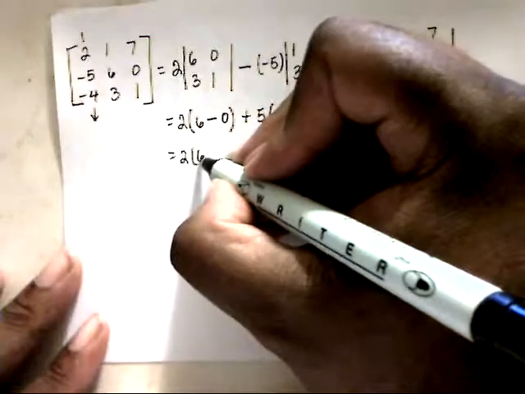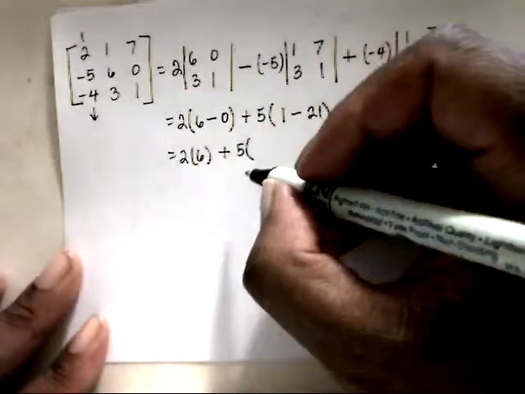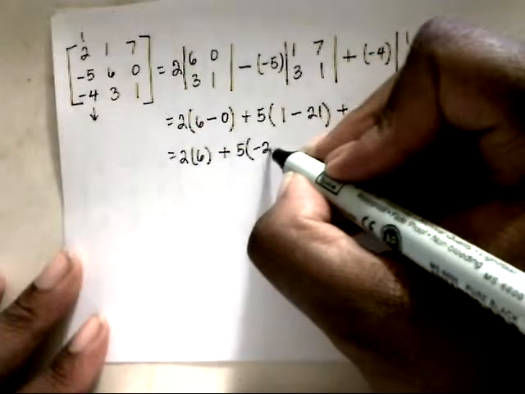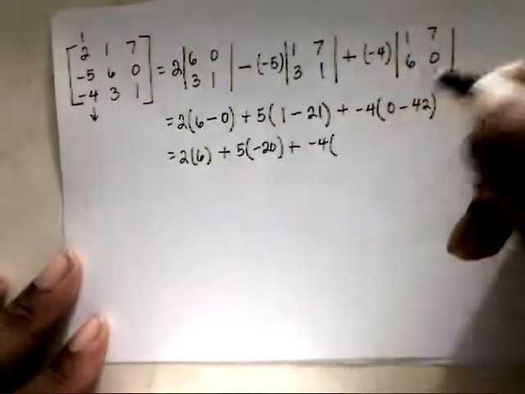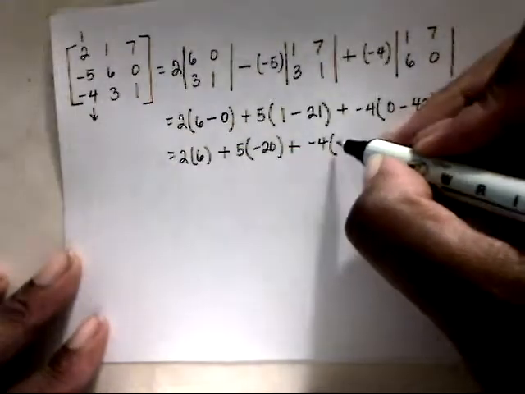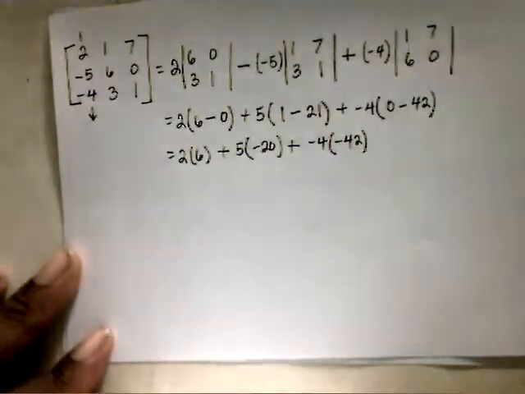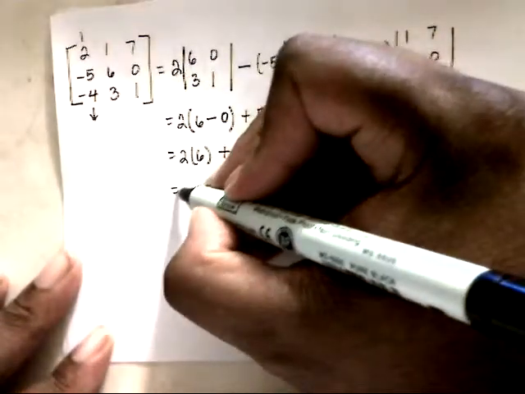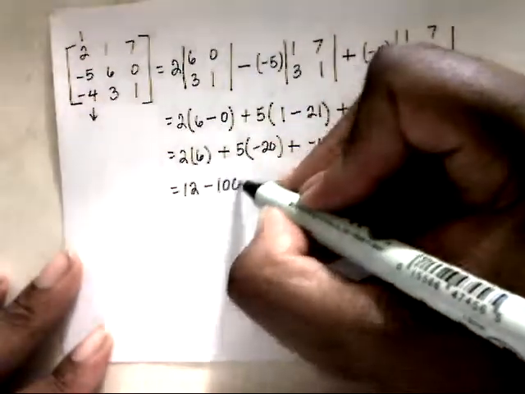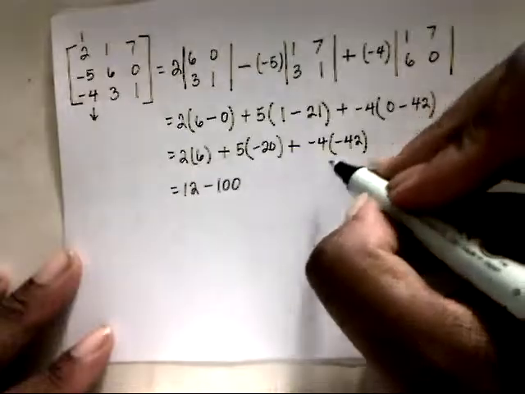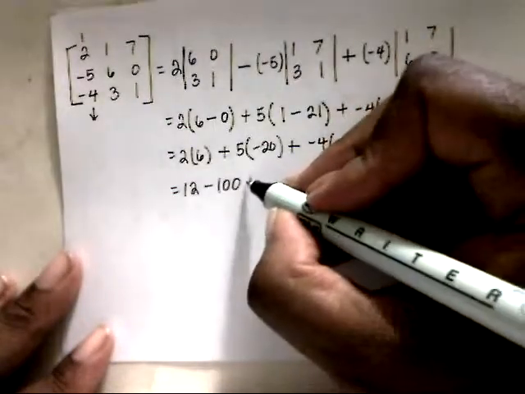6 minus 0 is 6, so that's 2 times 6, plus 5 times 1 minus 21 is -20, plus -4 times 0 minus 42 is -42. Okay, and then 2 times 6, that will give me 12. 5 times -20, that's going to be -100, so I have 12 minus 100. Minus -4 times the -42 will be a positive 168.